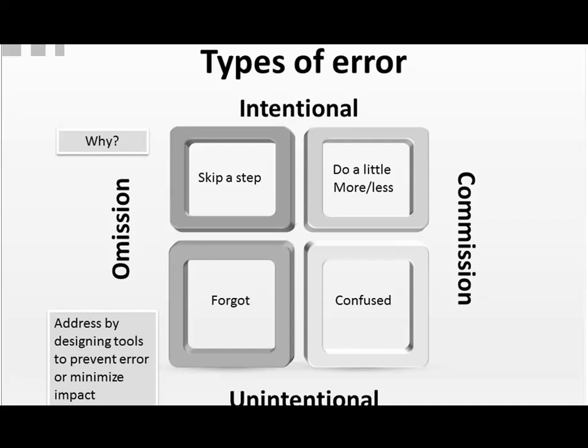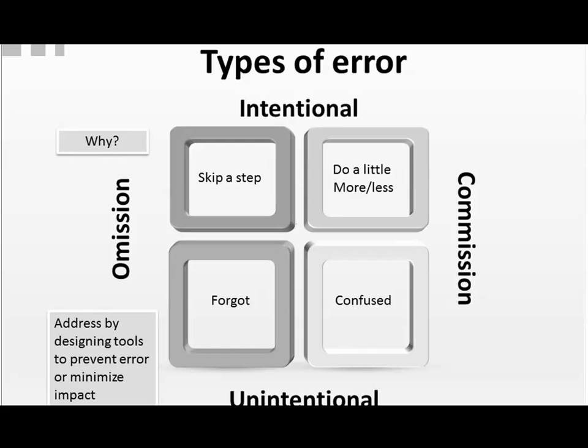So what types of errors am I trying to avoid? Well, there are 4 types of error, which are a combination of factors and psychological factors, okay? Psychologically, I could want to do something, so it would be intentional, okay? I want to do something. Or unintentional, which is something that happened to me.